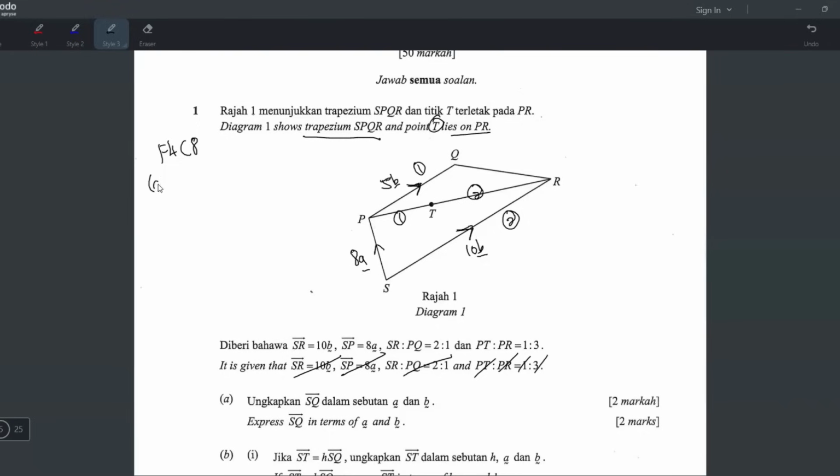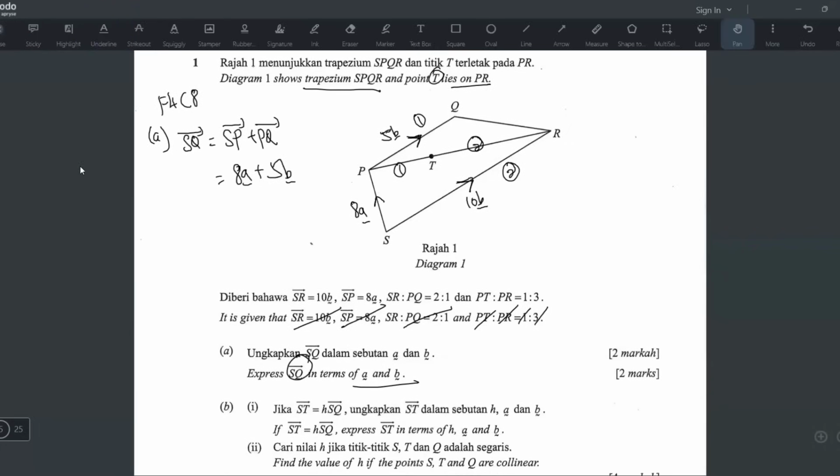Now we can do question A. Express vector SQ in terms of A and B. So vector S to Q is here to here, right? So if I want to go SQ, it's very simple. You just go SP plus PQ. Because if you go directly, you don't have the direct vector, so you can guna jalan lain. You can go S to P followed by P to Q. And also you have the SP and PQ already. SP is 8A, vector PQ is 5B. So that's the answer. Yeah, this is quite simple.